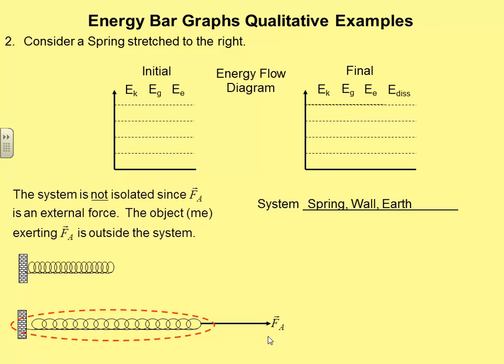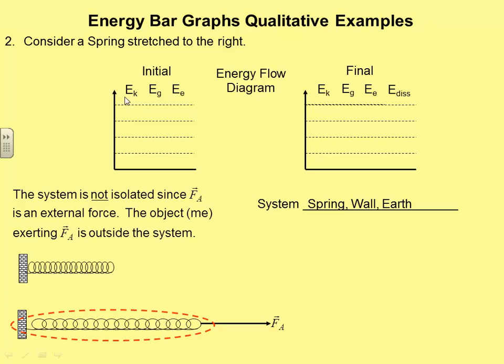Now, you might say, but wait a minute, why don't we just put me in the system? Well, because if we're going to do that, then we need to put an E-me column in the initial and final bar graphs. And then we'd also need to be able to eventually calculate how much the energy changes in me when I stretch the spring. And I'm a fairly complicated guy, and so that would not be the simplest thing for us to calculate. So instead, we'll leave me outside of the system and see what I end up doing to the total energy.